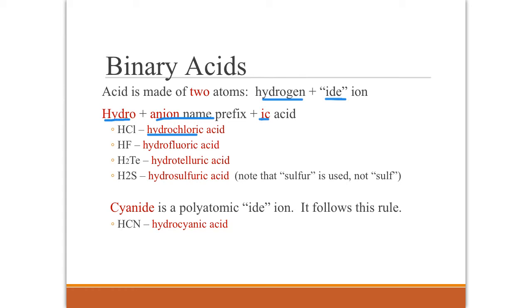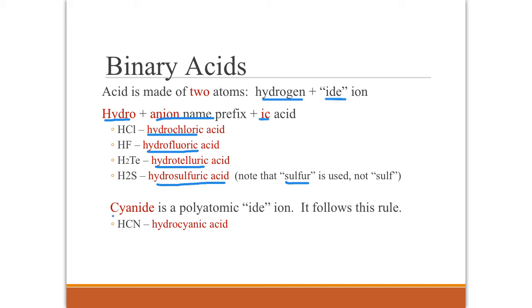HF would be hydrofluoric acid because it's containing fluoride ion. H2Te is hydrotelluric acid because it's the telluride ion. And then H2S, hydrosulfuric acid. Notice that we're using the whole word sulfur instead of just a shorter version of that like sulf. I think it's because they wanted to get everything to end in R. It seems to be a very common pattern that they use the prefix so that it ends in an R before we add the ic.